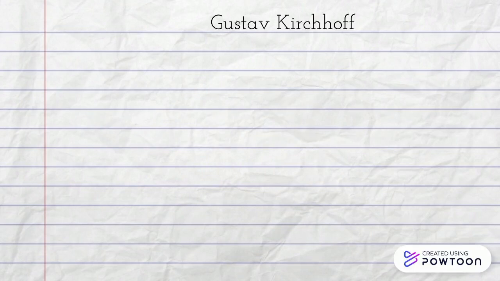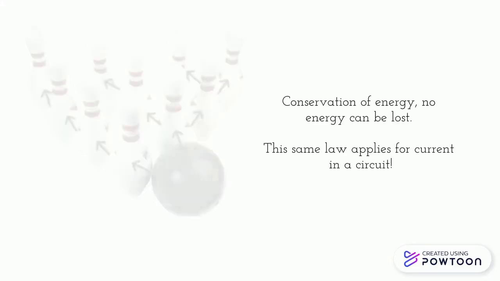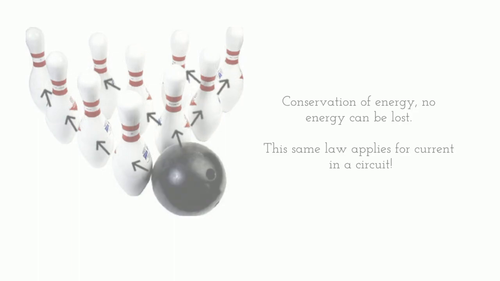The man who developed this law was Gustav Kirchhoff, a German physicist. He contributed to the fundamental understandings of the laws of current and determining the current flow and voltage in a range of circuits. He applied the laws of conservation of charge and conservation of energy to electrical circuits, establishing the foundation of the behavior of current within a circuit.